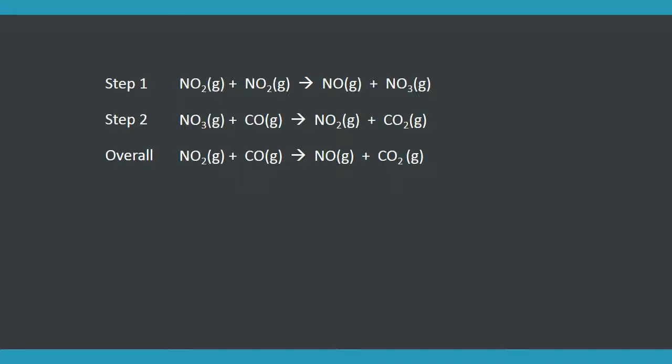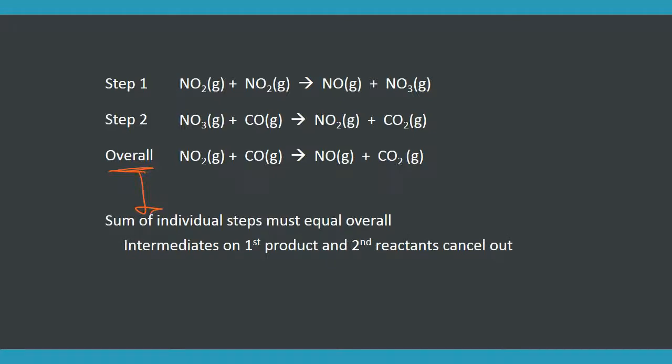All right, well, how do they get this overall reaction? This is very similar to Hess's law. If you remember canceling out commonalities, the overall reaction is the sum of the individual steps. The intermediates, the product of the first step and the reactant of the second, should cancel out. So let's identify our intermediates. Looking at the reactants of step 2 and the products of step 1, NO3 is present in both. Therefore, NO3 is what we call an intermediate.